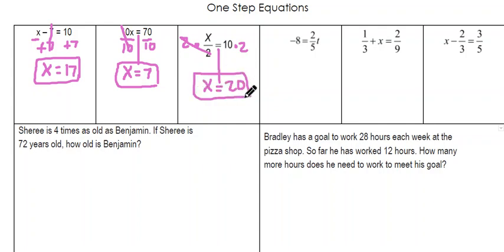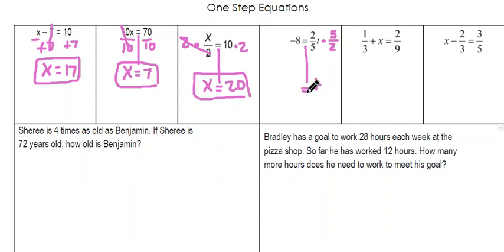All right, in my next example, I have a fraction. So fractions are a little bit different. With fractions, we're going to do the inverse, but the inverse of a fraction is called the reciprocal. So to get rid of a fraction, we have to times it by the reciprocal. The reciprocal means you flip the fraction. The reason we do that is 2/5 times 5 over 2 gives us 1. So that would leave us with 1t, and that's what we want.